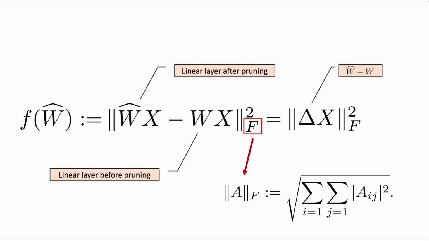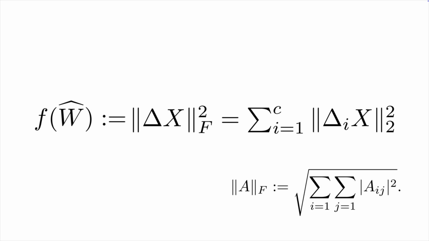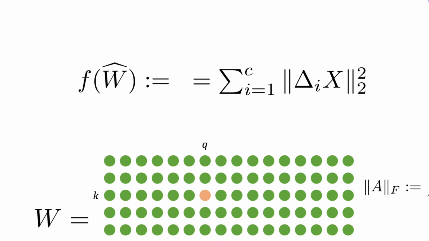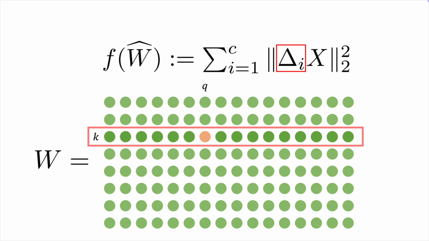Equivalently, if delta is the change from W to W hat, the loss is the squared norm of delta times X. We can rewrite the same loss in a row-wise manner. Every element of the sum here is an L2 loss of the corresponding row of the matrix. That means that we can study one row at a time. This makes the problem much simpler, since if we can solve this problem for a single row, then we can solve it for all rows by just applying the same algorithm to every other row.